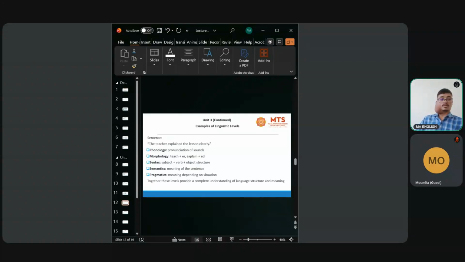Can you see this? You can see the sentence right here: the teacher explained the lesson carefully. It's an ordinary everyday sentence, right? The kind of sentence you might hear or read in a classroom. Yet, if we look at it through the lens of linguistics, it reveals a remarkable amount of information at multiple levels. So let us go through each level one by one.